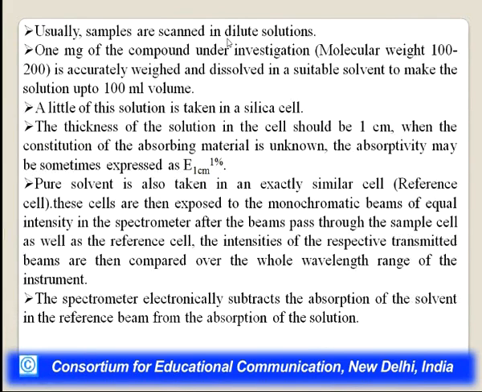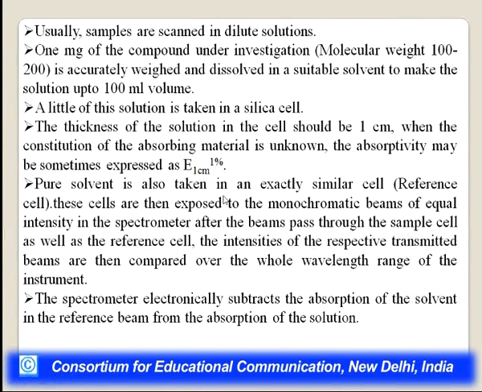Usually samples are scanned in dilute solutions. 1 milligram of the compound under investigation is accurately weighed and dissolved in a suitable solvent to make the solution up to 100 ml volume. A little of this solution is taken in a silica cell. The thickness of the solution in this cell should be 1 centimeter. When the constitution of the absorbing material is unknown, the absorptivity may be expressed in terms of E, 1 centimeter, 1%.